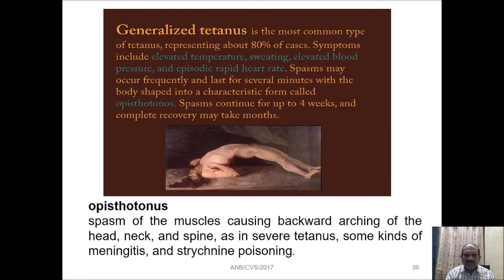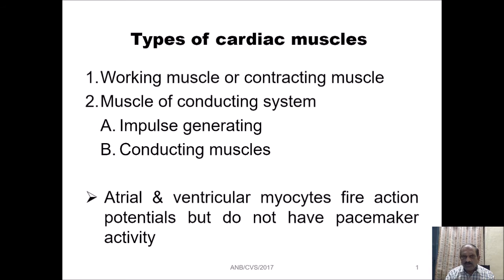Then you can see such a type of patient. Now this condition is very rare to observe nowadays due to medication. Then coming to the types of cardiac muscles. As I already told you, they are divided into categories depending upon their functionality.